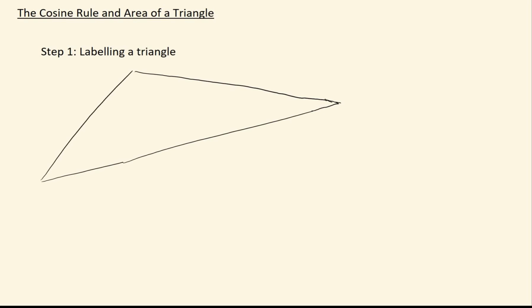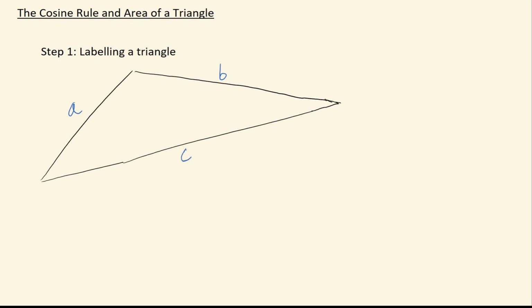Hi and welcome to this video on the cosine rule, and some more stuff to do with the area of a triangle. So you need a few new formulas here. The main thing for this is how to label a random triangle. The key things are, you can label the side lengths a, b and c in any order, it doesn't matter too much, as long as those letters are lowercase.